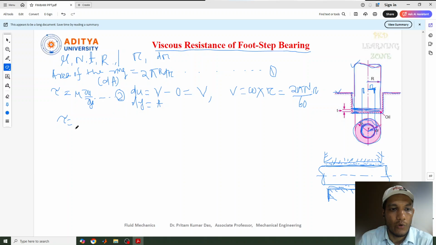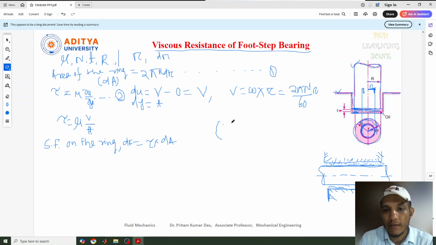So tau equal to mu into du, where du is v, and dy is t. This is about the shear stress. Now, why did I calculate the shear stress? From that I can identify the value of the shear force. So now we can write the shear force on the elemental ring: dF equal to tau into dA.